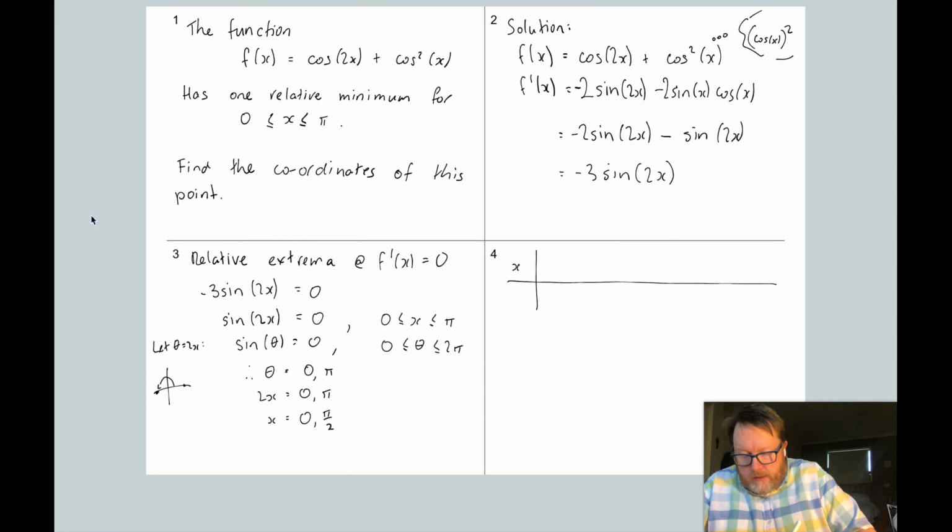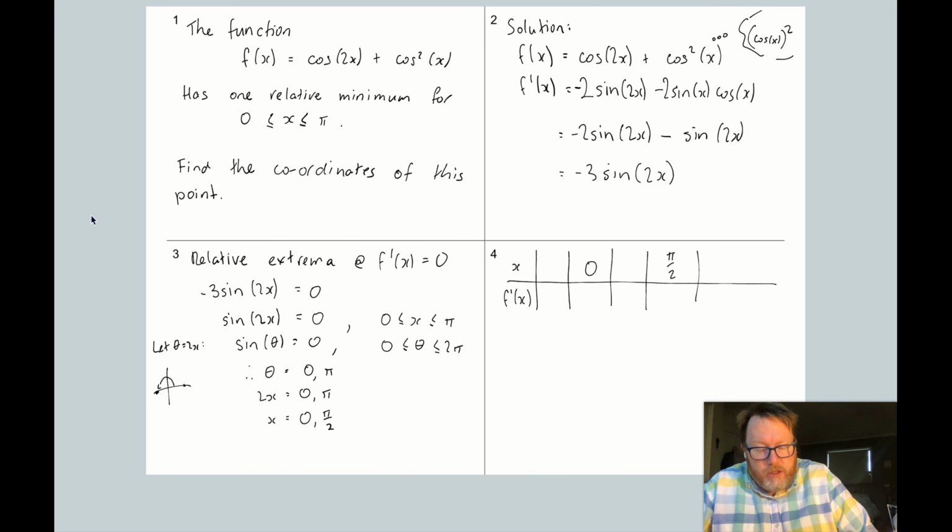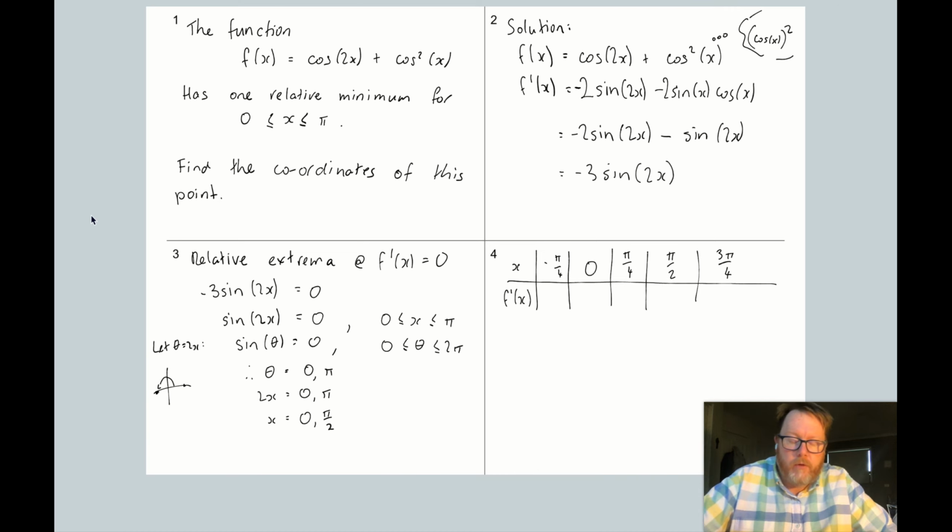And this is going to be x, and this is going to be f dash of x. Now we've got 0 and pi on 2, so I'll need to have a gap before 0, and then a gap after 0, and that's where pi on 2 will be. And then I need another gap after that, so I'll fill that in a second. Between 0 and pi on 2, I'm just going to pick a value which is pretty simple to work out. So I'm going to choose pi on 4, and I'll choose negative pi on 4, and I'll choose 3 pi on 4, which is just a pi on 4 more than pi on 2.